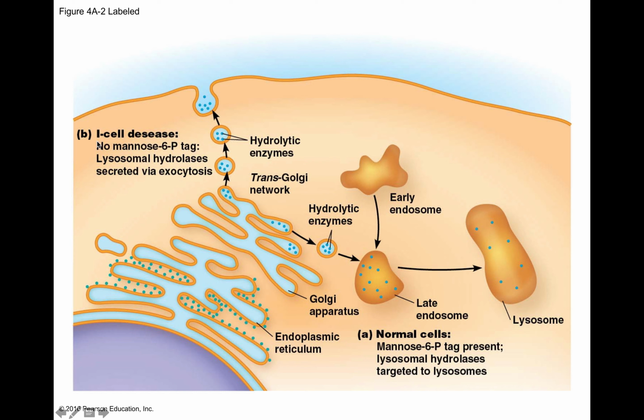There is something called I-cell disease, where there is no tag, and instead of going to the lysosome where they're supposed to go, these hydrolases are secreted via exocytosis, and they can cause damage outside the cell because their job is to break down protein.